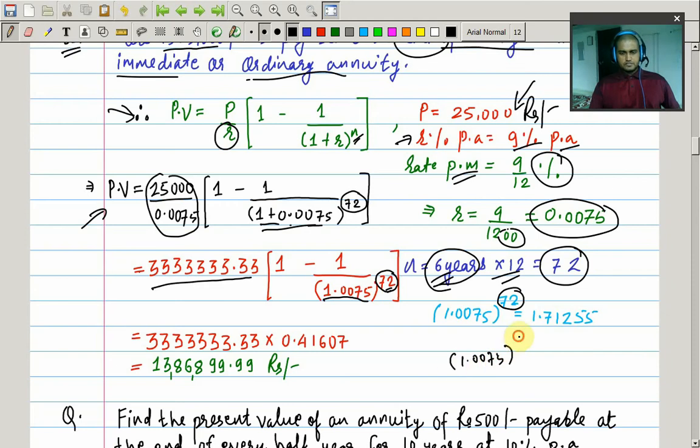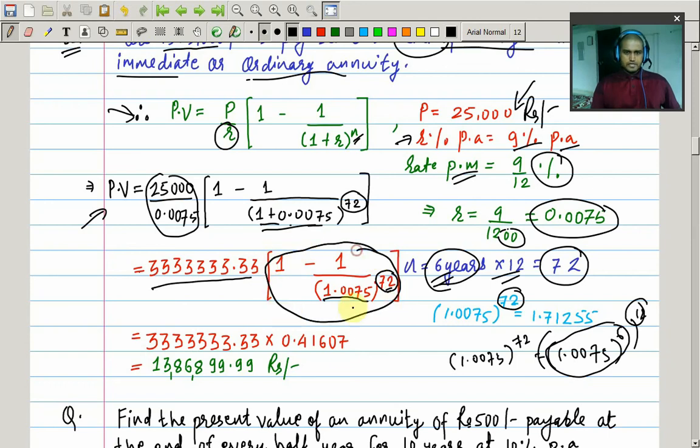1.0075. Take its 12th power first. This power 72, you can write it as 6 times 12, raised to 6 and then raised to 12. Now it's easy for you. You can find the sixth power first, and whatever the sixth power may be, take its 12th power on a non-scientific calculator. Anyways, I have solved this complete bracket. It comes 0.4165. It's just a calculator job.